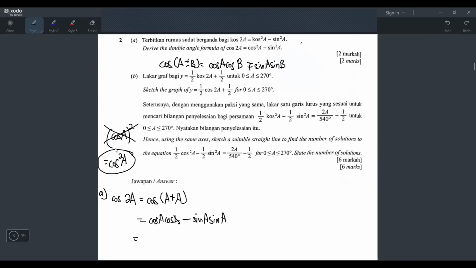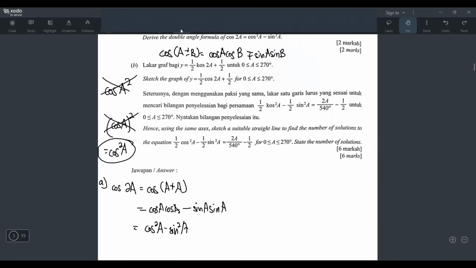For trigo, sine, cos, tangent, usually when we square, we write the square here, right? This is the correct way to write. But if you write like this, memang salah. So remember, when you square, we write the square here. So cos a times cos a, it will be cos square a. Sin a times sin a, it will be sin square a. And proven already. Yeah, that's the answer.